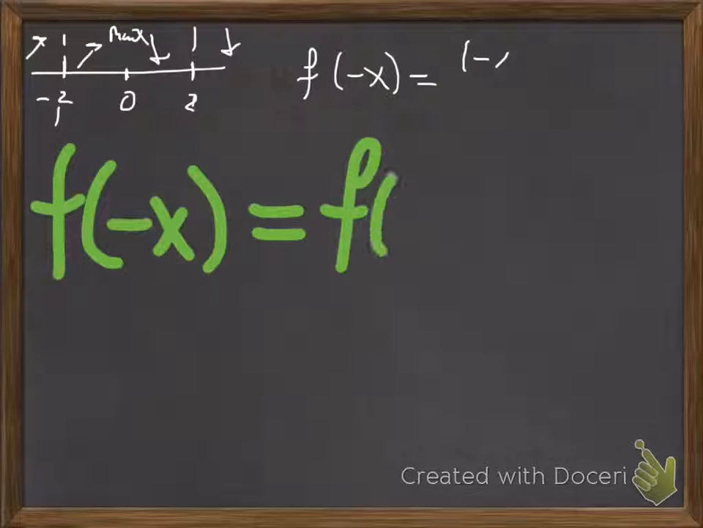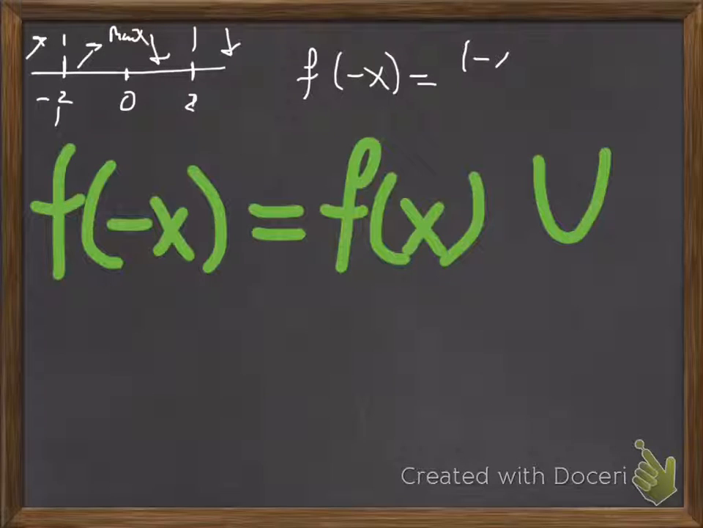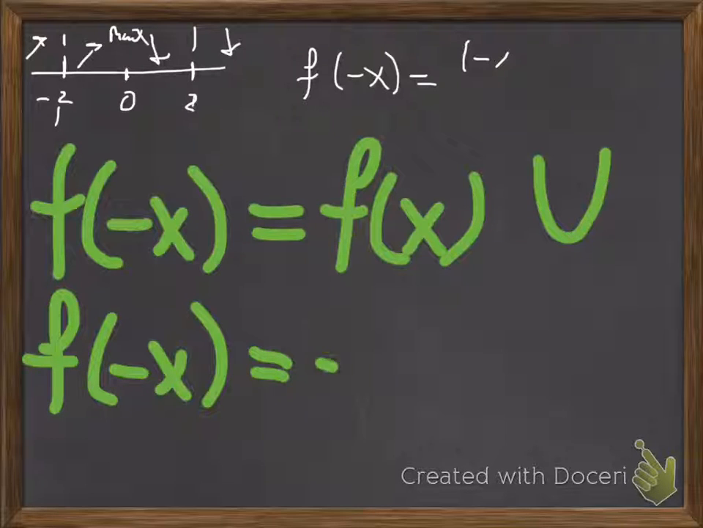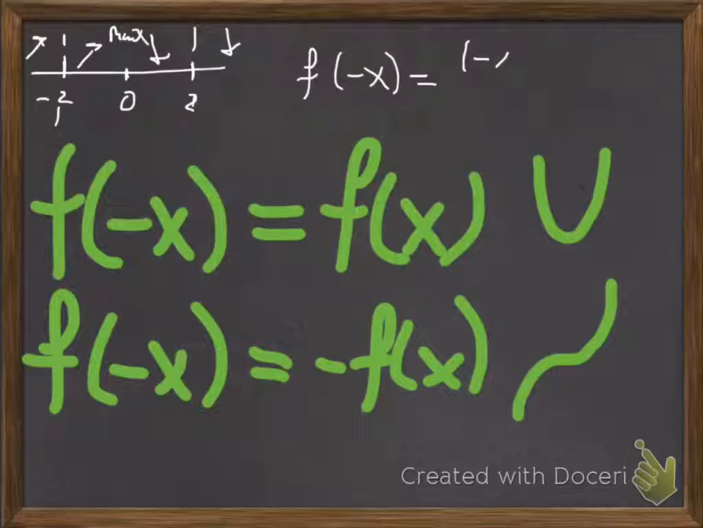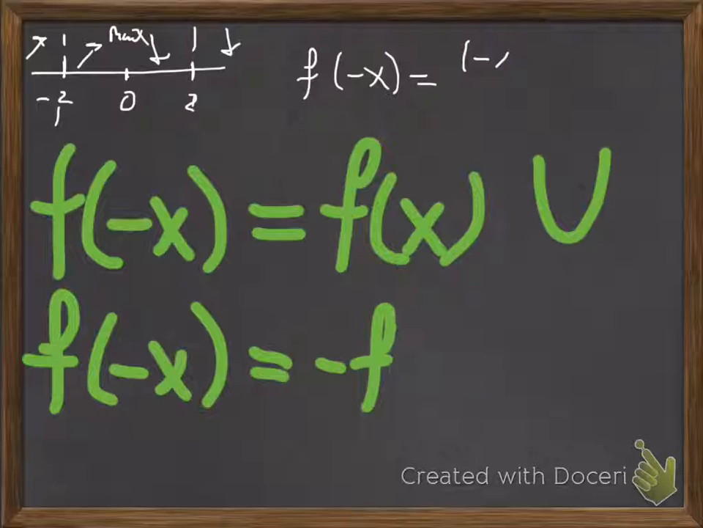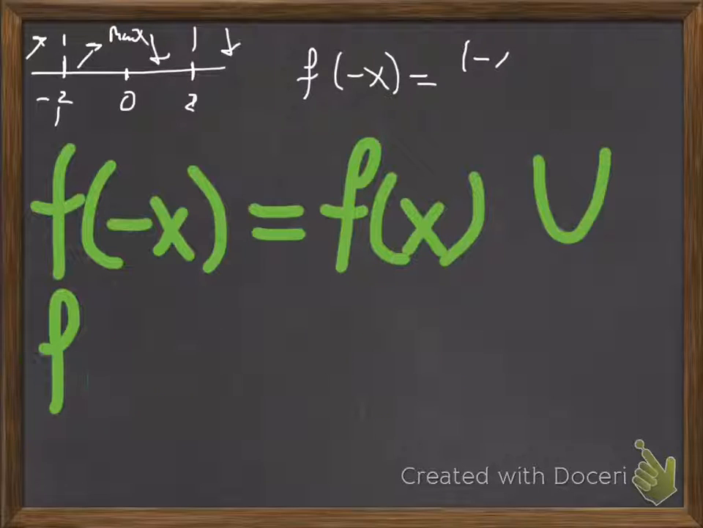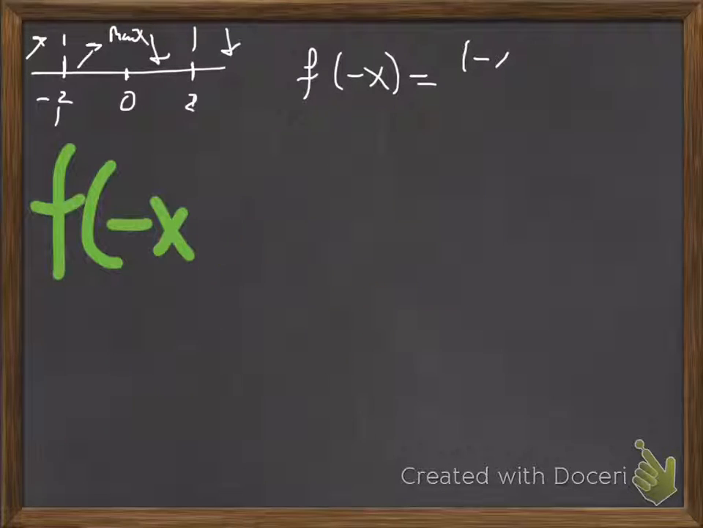y-axis if f of negative x is equal to f of x. So think like a parabola is symmetric with the y-axis. If you're symmetric with the origin, f of negative x will be equal to negative f of x. So think of something like the cubic function as an odd function. So we can use that, and that can help facilitate graphing these things, make it a little bit easier.